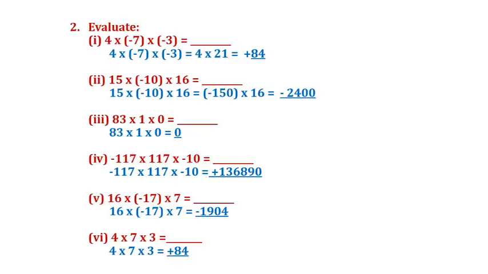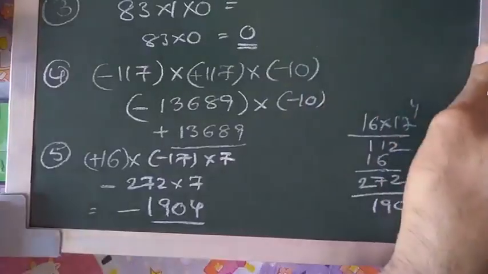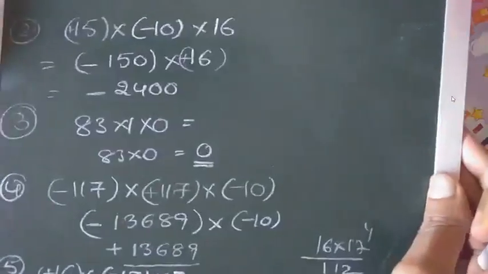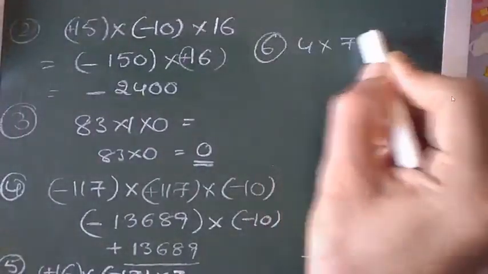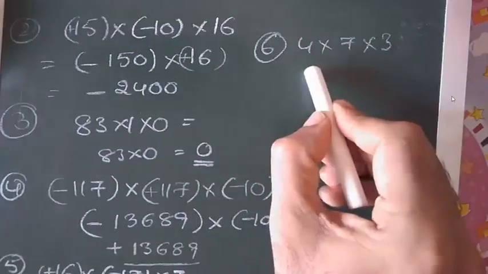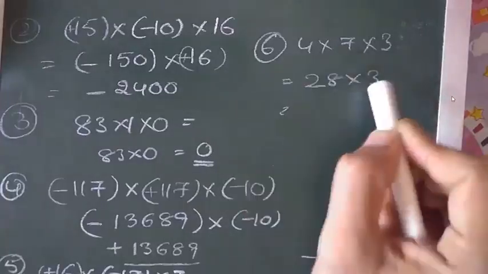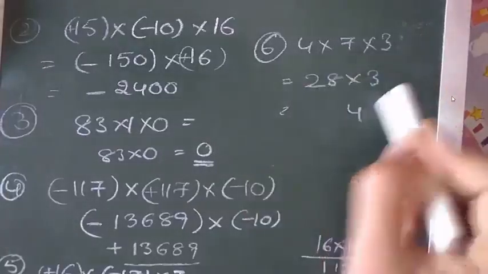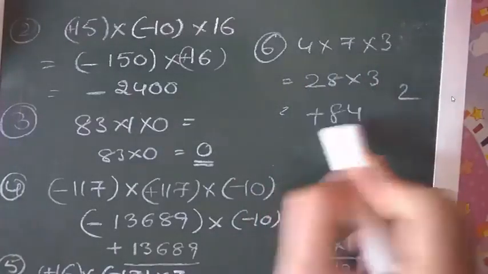So next, going to the sixth problem, 4 into 7 into 3. It's a very simple problem, you know. 4 into 7 into 3, sixth problem. All are positive numbers only. So 4 7s are 28 into 3. Again multiply this. 3 8s are 24. 3 2s are 6 plus 2 is 8, so 84. So plus 84 is the answer.